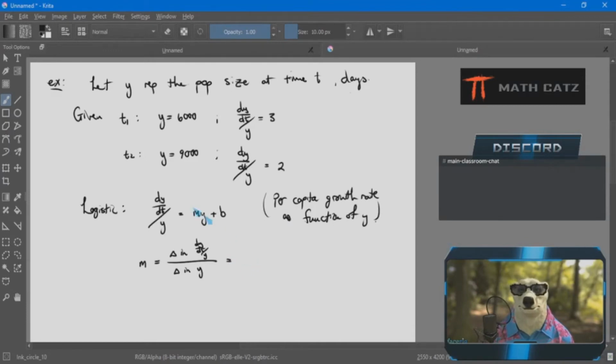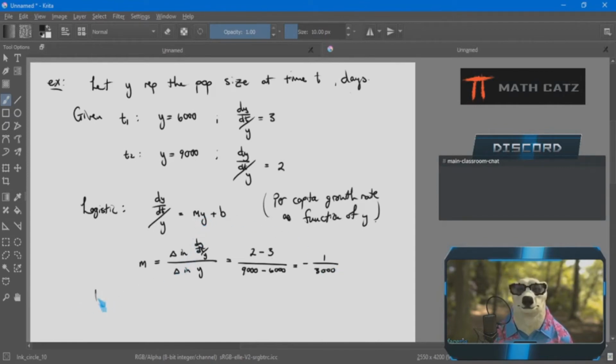So it's just the difference. Let's pick the first and the second point as I labeled them. So the change in the per capita growth rate is 2 minus 3 over the change in y that corresponds to that, 9,000 minus 6,000, and I get negative 1 over 3,000. Then I have to put that back in.